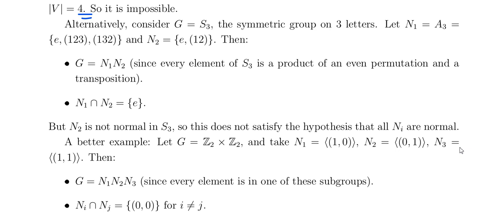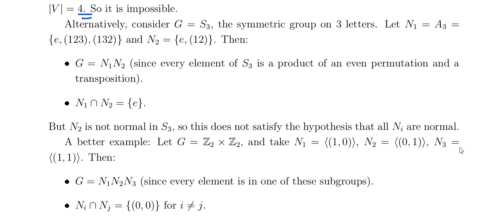So here n1 equal to A3 and n2 equal to {e, (1 2)}. So then G equal to n1 n2, and n1 intersection n2 equal to e, but n2 is not normal in S3, though A3 is normal. Okay, this doesn't satisfy the hypothesis that all ni are normal.